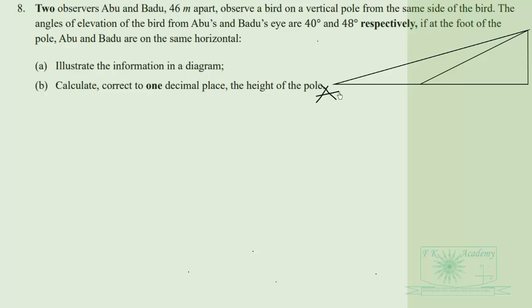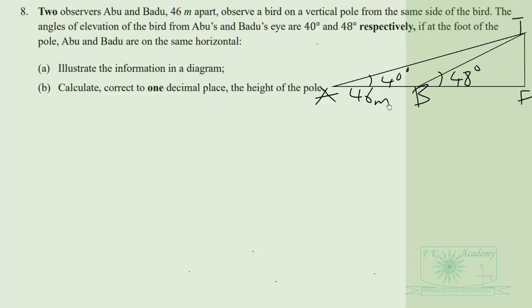Let Abu be here and Bedu be here, because the angle of Bedu is higher than that of Abu, which is 40 degrees. So this is the foot of the tree or the vertical pole, and this is the top of the vertical pole. Now they are 46 meters apart, so 46 meters, Abu and Bedu. So we are done illustrating the information in a diagram.